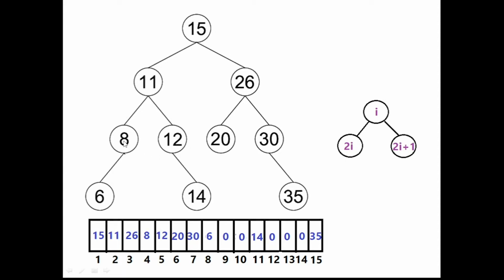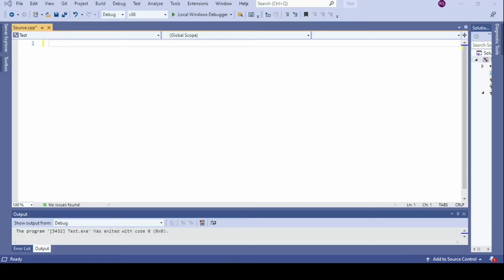Similarly, if you check 8, 8 is at index 4, so its left child has to be available at 2 into 4, 8. You can see 6 at index 8. Similarly, we should be finding 0 at the index where its right child should have been stored. So 2i plus 1 means 2 into 4 plus 1, 9. So at 9 we are having 0. So this is a simple way by which we can represent the binary tree using an array. So now what is left is just implementing the algorithm in the form of a C program.